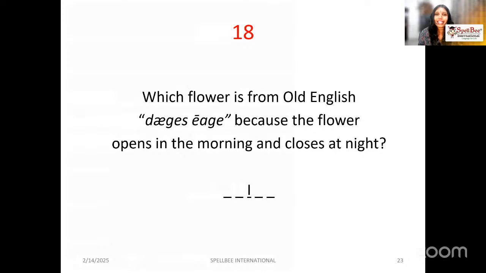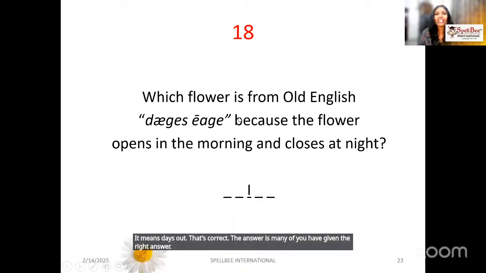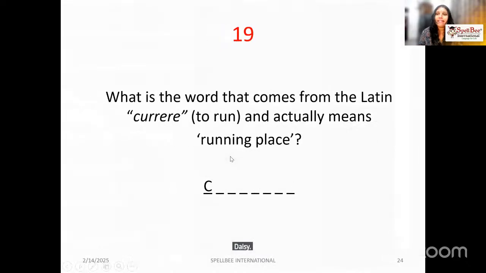Next question. Let's see if anybody knows the answer to this one. So, which flower is from Old English? I'm not even going to try to pronounce it. G. Because the flower opens in the morning and closes at night. It means day's eye. That's correct. Many of you have given the right answer. It's daisy. Good job. Daisy. All right. Very good. Easy one? Happy. But now you know the meaning for the word daisy.